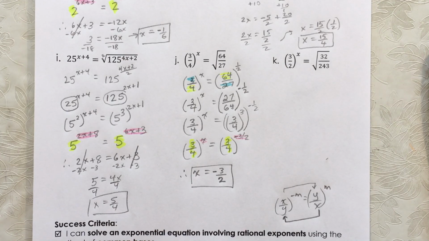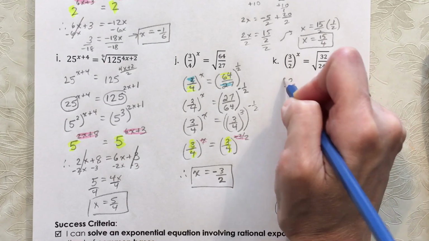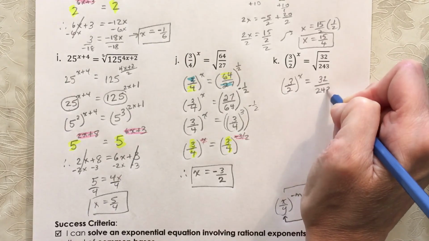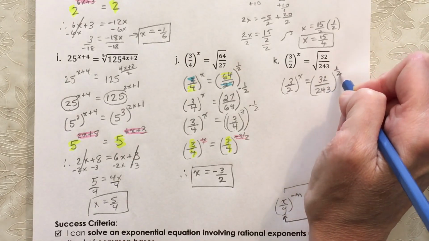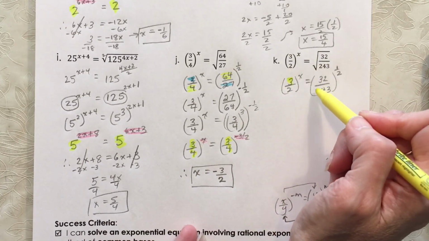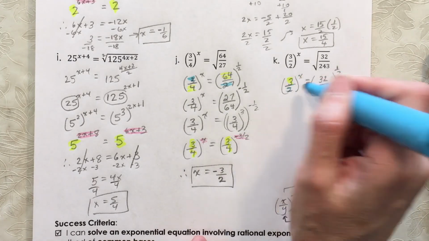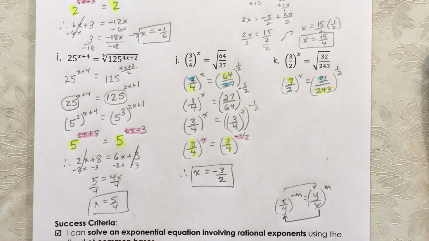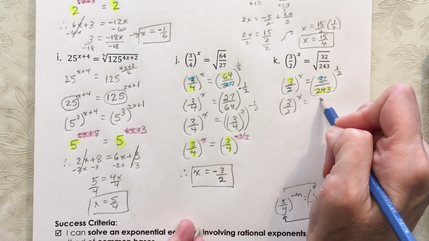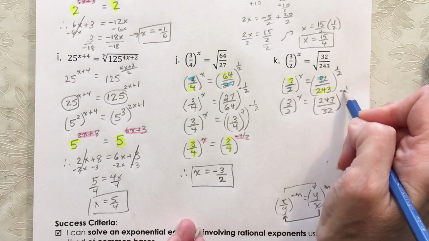So with k, 3/2 to the x is equal to the square root of 32/243. So first let's write it in exponential form on the right. 32/243 to the half. And again, we see that the 3 has powers in common with 243, and it's the 2 that has a power in common with the 32. So since they're opposite, we're going to use that rule again. So we're going to flip this and make it 243/32 to the negative 1/2.